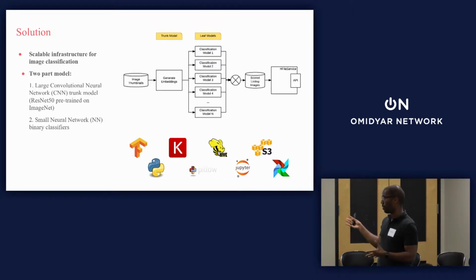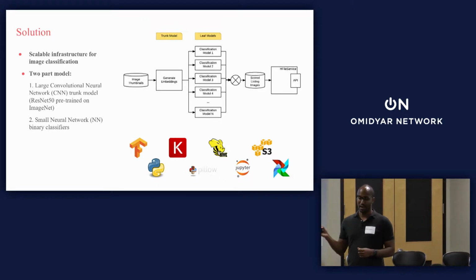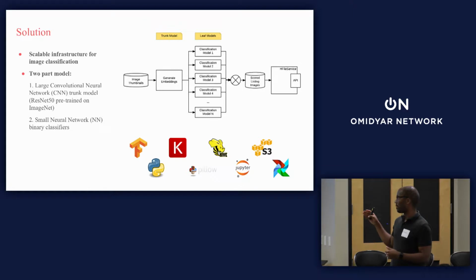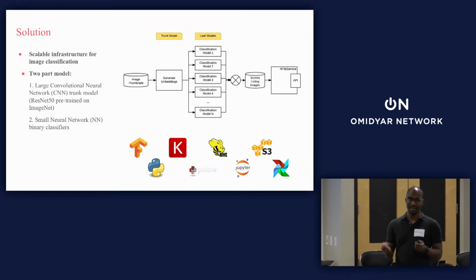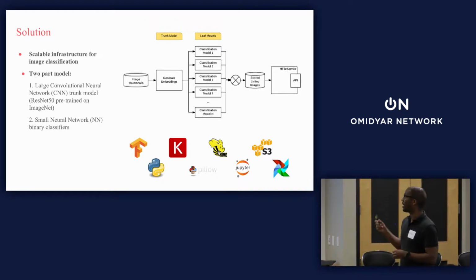And I can talk a little bit more about the solution itself and how we built it out. So the idea was to build essentially scalable infrastructure for image classification. And I mean scalable in two different senses. One, we just have a very high volume of images, or very high not compared to Google or Facebook, but like reasonably high volume of images.